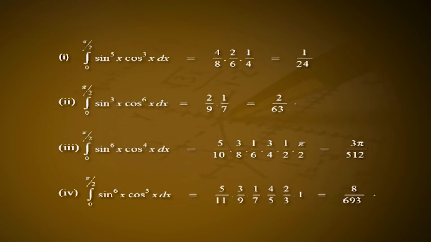And fourth one, integral from 0 to π/2 of sin⁶x cos⁵x dx is equal to 5/11 × 3/9 × 1/7 × 4/5 × 2/3 × 1, which is equal to 8/693.